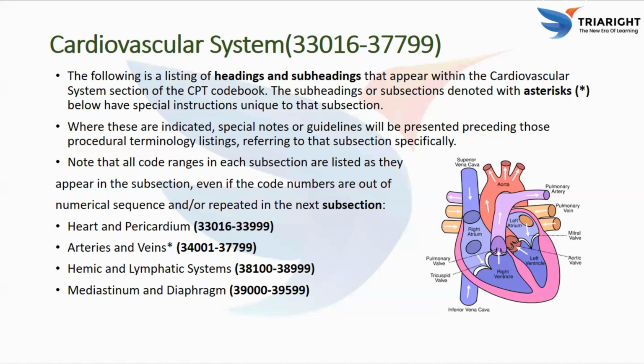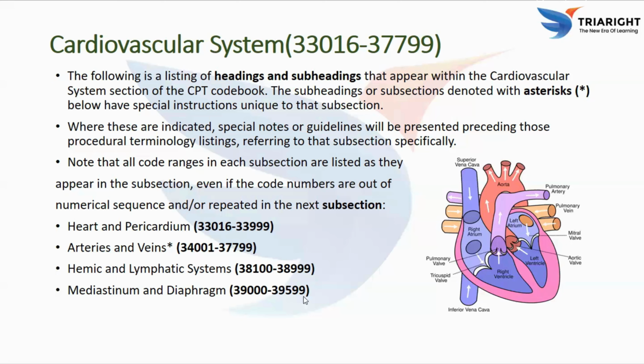The next section is arteries and veins. The code range is 34,001 to 37,799. This is the largest and most complex subsection. It covers open procedures, endovascular procedures, angioplasty, stents, atherectomy, bypass grafts and repair of aneurysms. Why is this section very tricky? Because it consists of many bundled services. Imaging is often included and add-on codes are common.